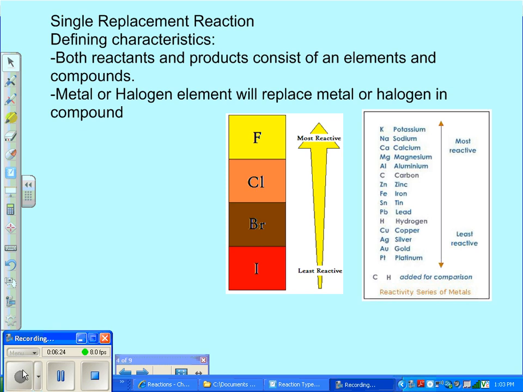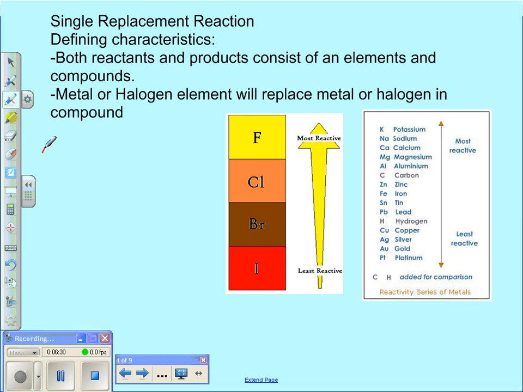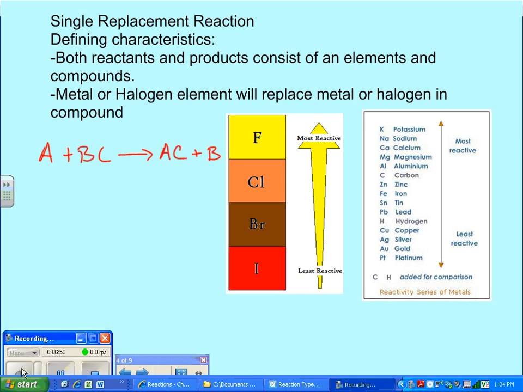The generic form of this equation, a single replacement reaction, would look something like this maybe. A plus BC, those are the reactants, and this reaction could yield A replacing B and combining with C to liberate B. So that might be the generic form of a single replacement reaction.